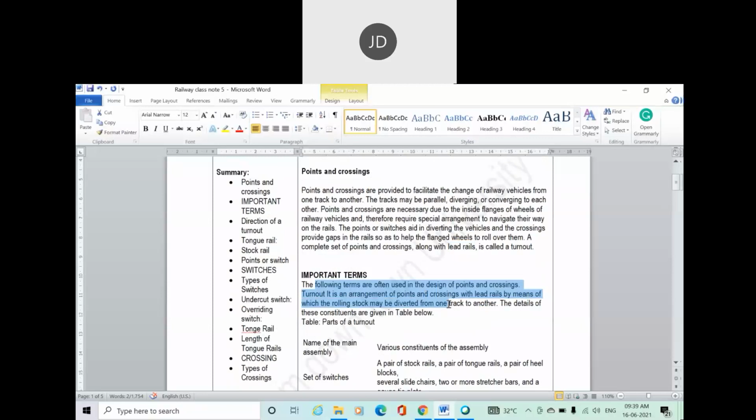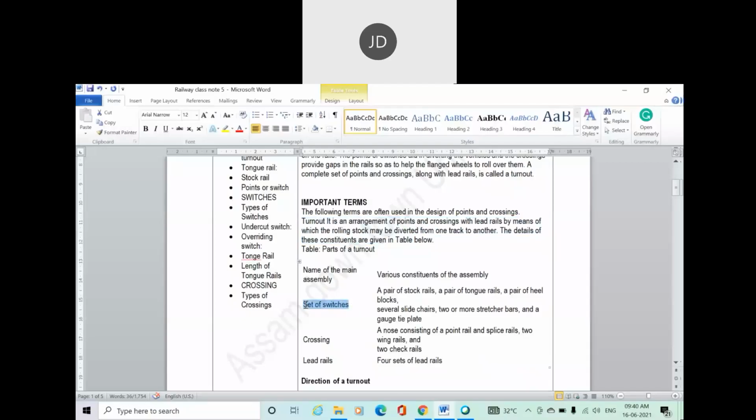A turnout is an arrangement of point and crossing with lead rail by means of which the rolling stock may be diverted from one track to another. The details are given here, that is, the parts of the turnout. Basically, a turnout consists of different components, divided under three main heads: one is your switch or points, one is your crossing, and another one is your lead rail.